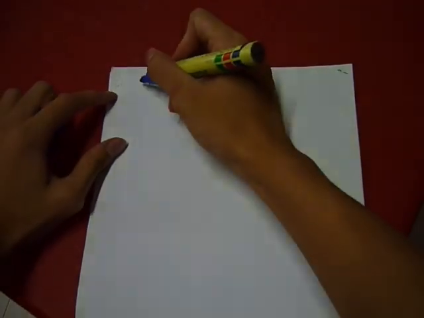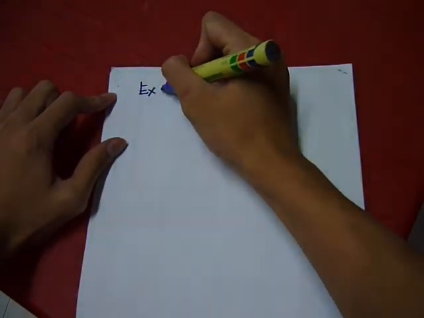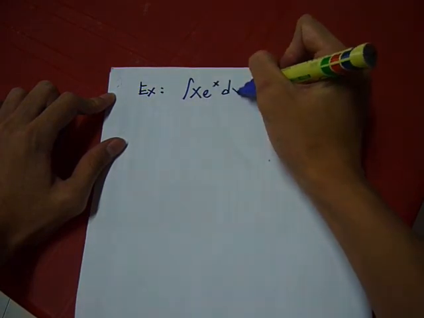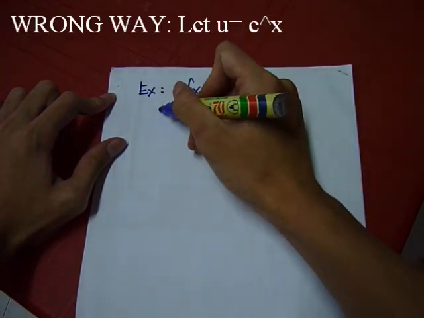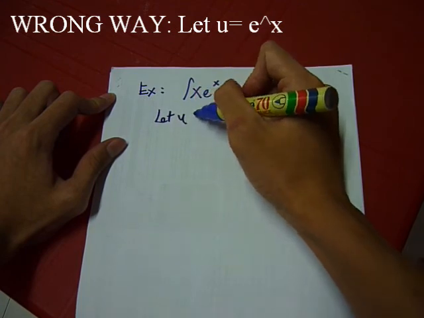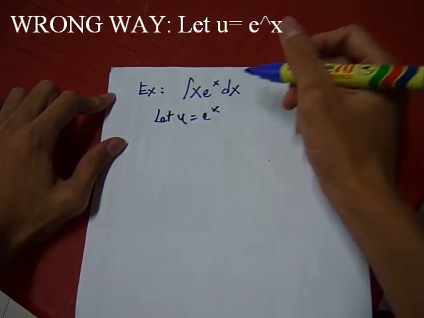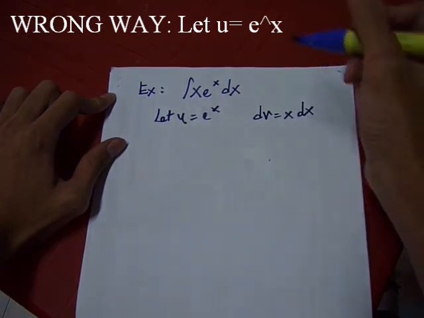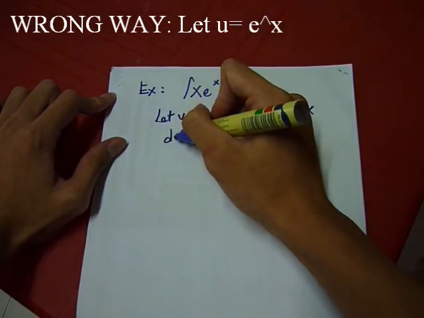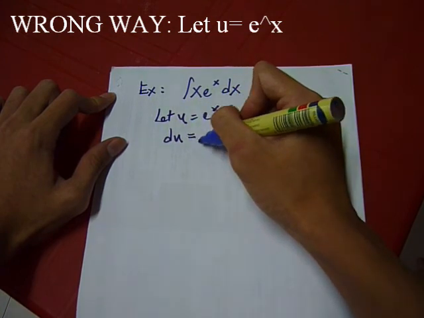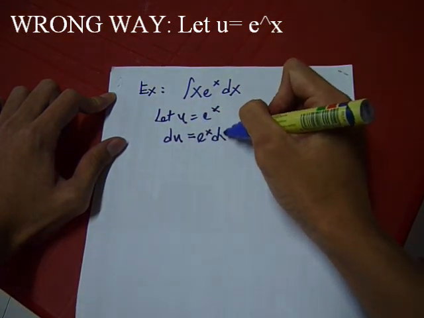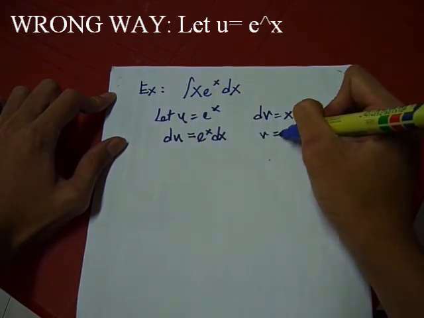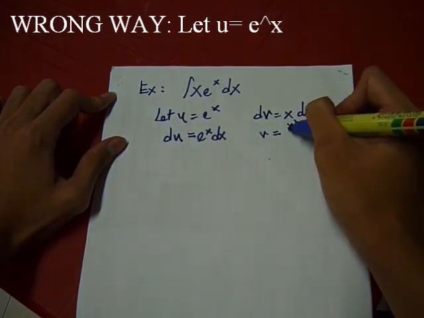For example, integration x e^x dx. If we let u equal e^x and dv equal x dx, differentiating u, du will equal e^x dx. Integrating dv, v will equal x squared over 2.